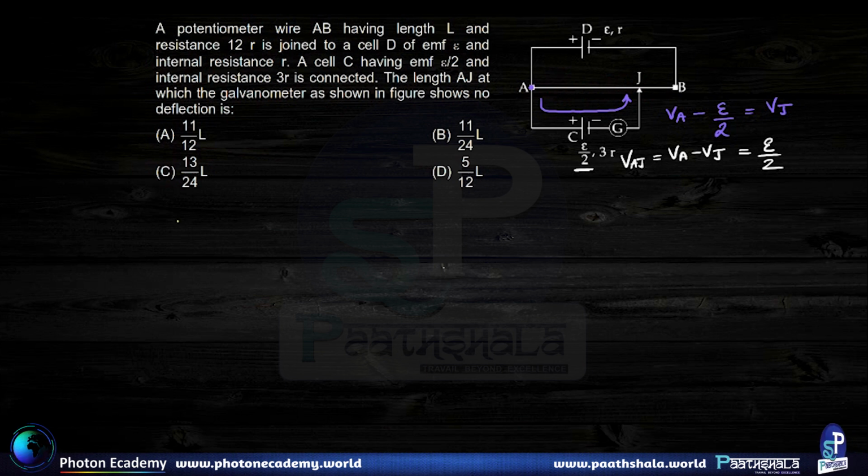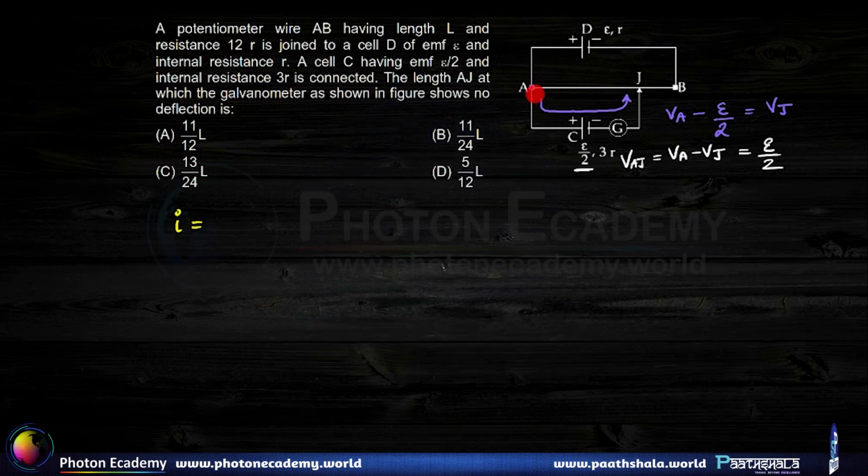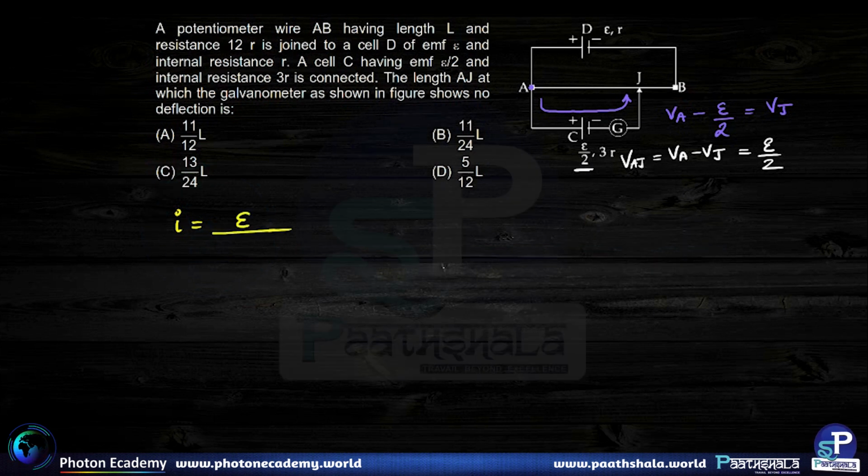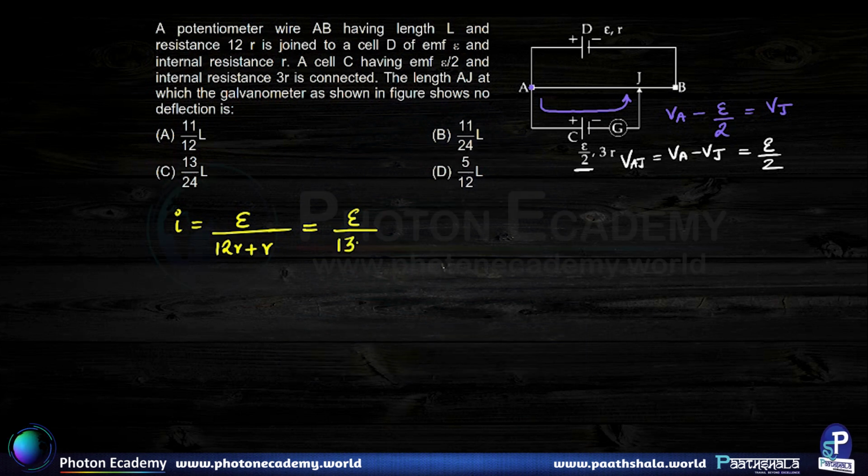In order to find the current, we can simply write the current as the net voltage applied in this circuit divided by the net resistance. The net voltage is equal to E, and the net resistance is 12R plus R, so that is 13R. So the current here is equal to E divided by 12R plus R, which is E divided by 13R. So this is the current.